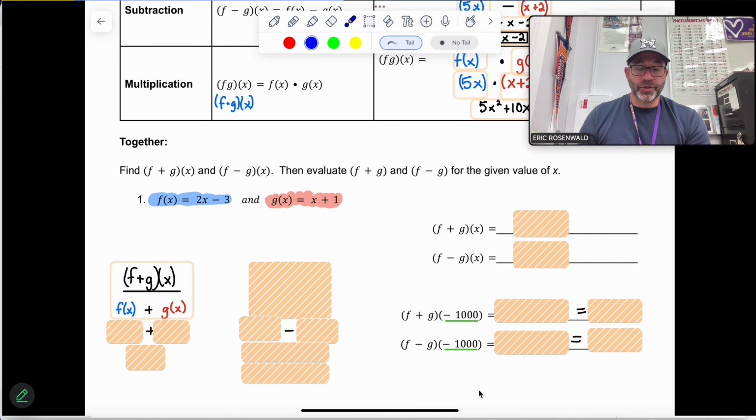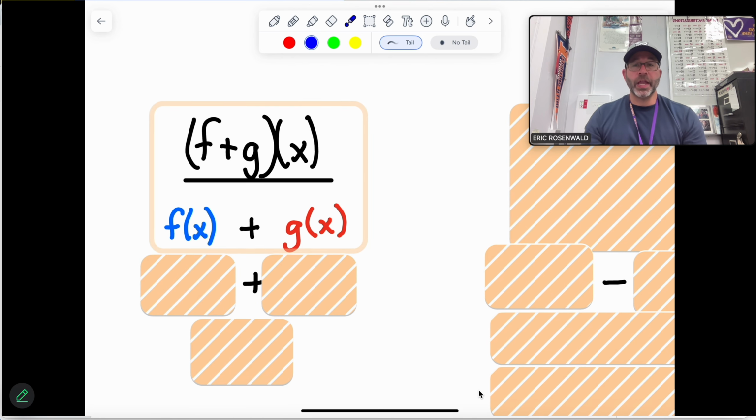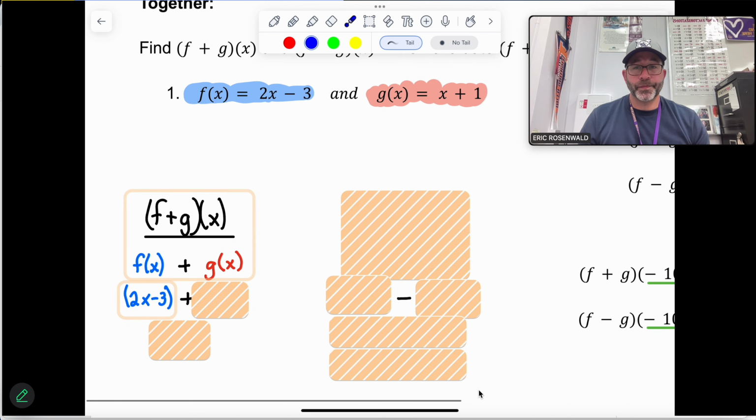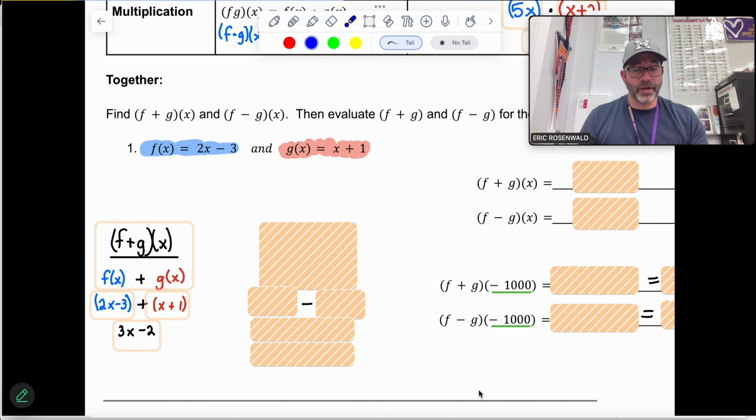So let's start with this first one here. It's asking us to do f plus g of x. And so what that says is we're going to take f of x and we're going to add g of x to it. So f of x from up above is that 2x minus 3. G of x from up above is x plus 1. Combining like terms, we end up with 3x minus 2. And so that's our first answer that we have over on the right side here.